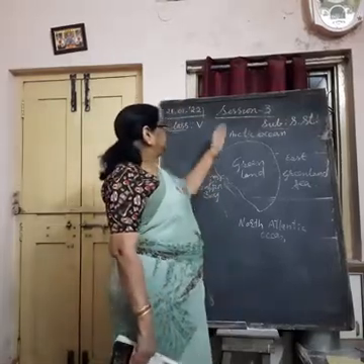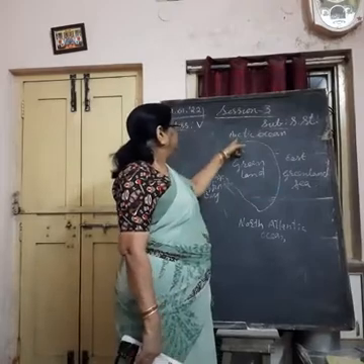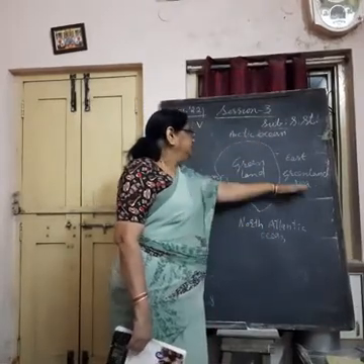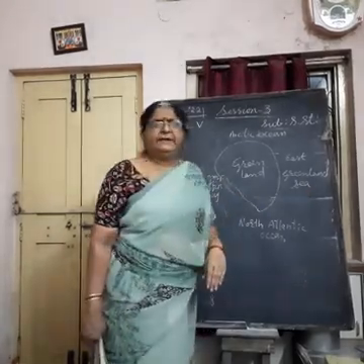So we have taken Greenland as the example for our study. These are the four borders of Greenland. What are they? In the north, Arctic Ocean. In the south, North Atlantic Ocean. In the east, Greenland Sea. In the west, Baffin Bay.